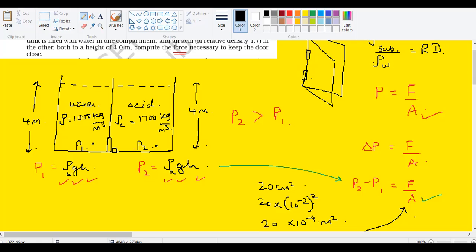So you should know what is relative density, you should know the density of water, you should know how to calculate the density of the given substance. And then understand that even though we say pressure is equal to force by area, here we are trying to calculate the net force, which means you have to calculate the net pressure. Net pressure means you have to do P2 minus P1, because this pressure is acting this way, this pressure is acting this way, so you have to subtract bigger minus small.